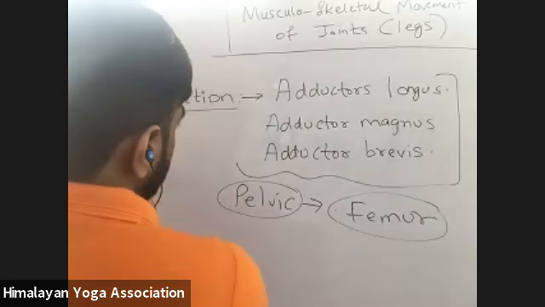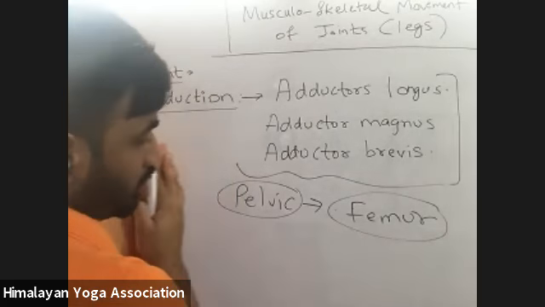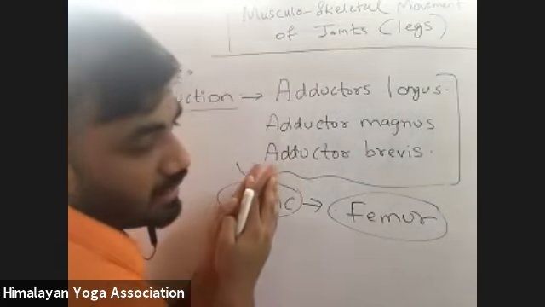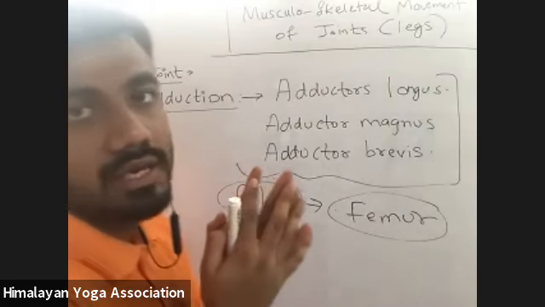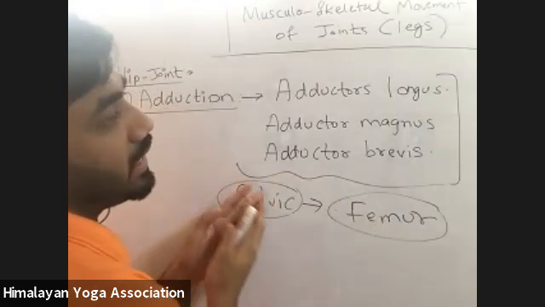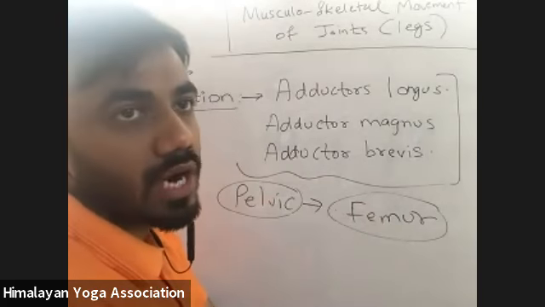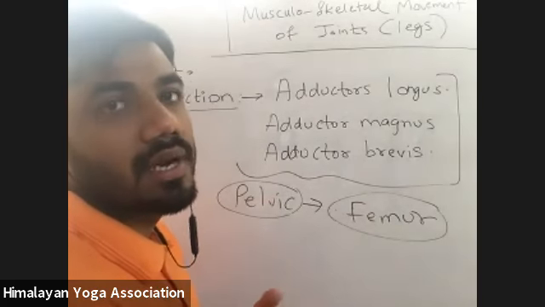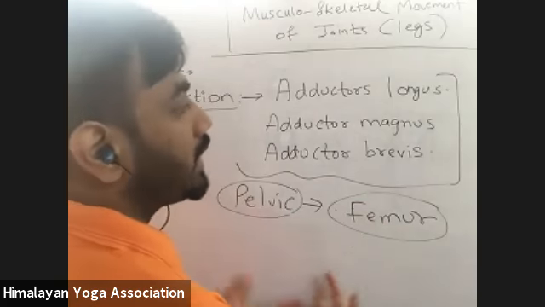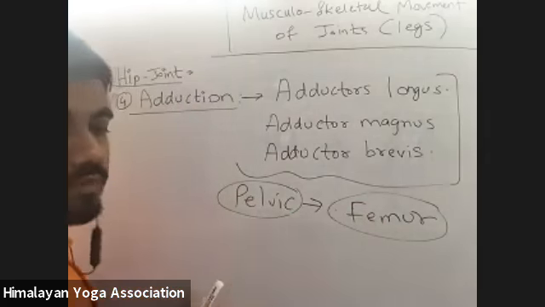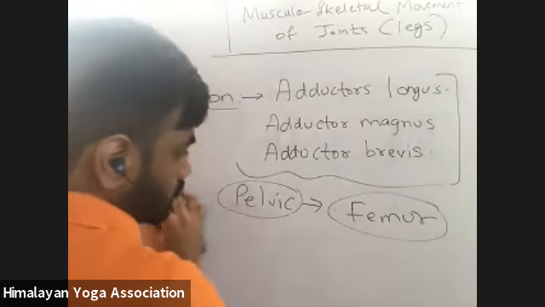That means to bring the leg closer, as in Samasthiti as well as in the eagle pose, and postures like the cow face pose. In this kind of posture, when we try to bring our legs toward the midline, that is the adduction movement we practice from the hip joint.